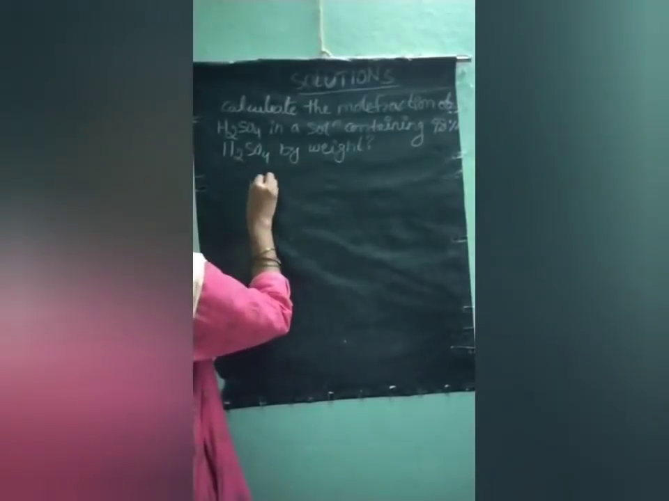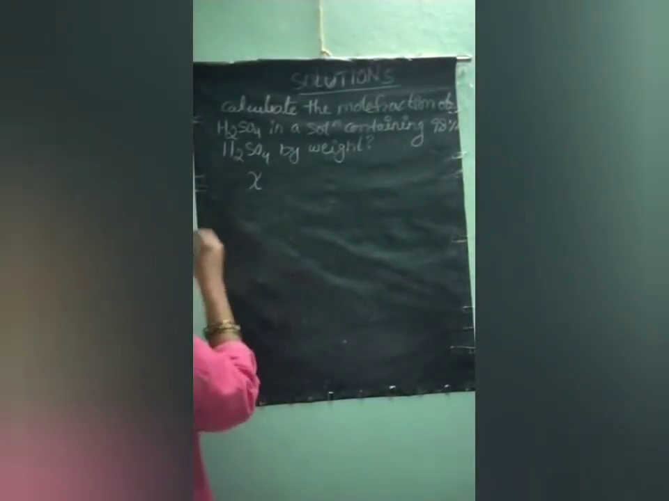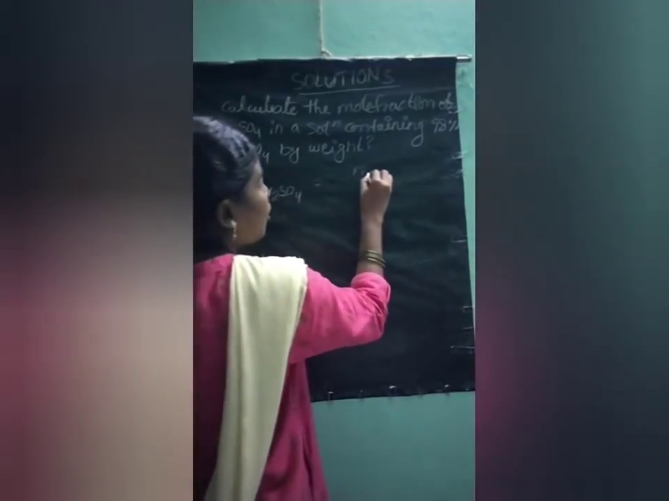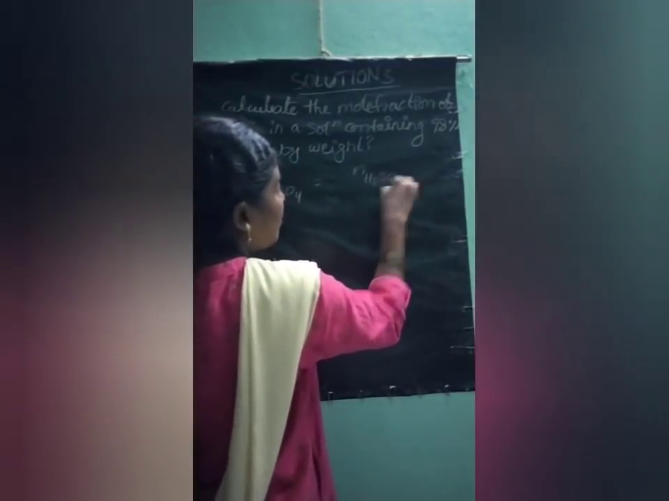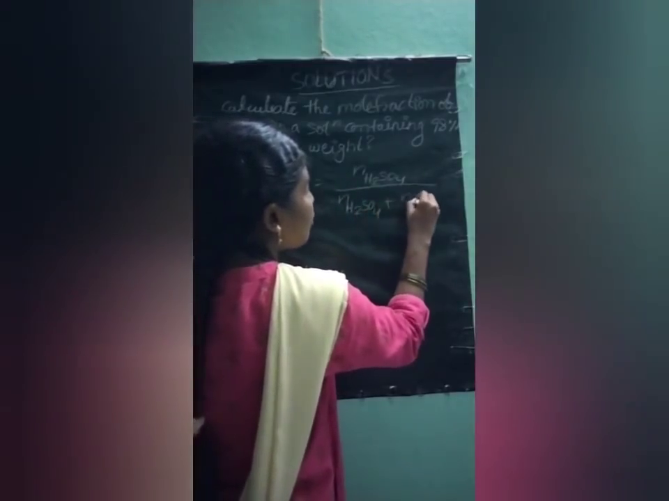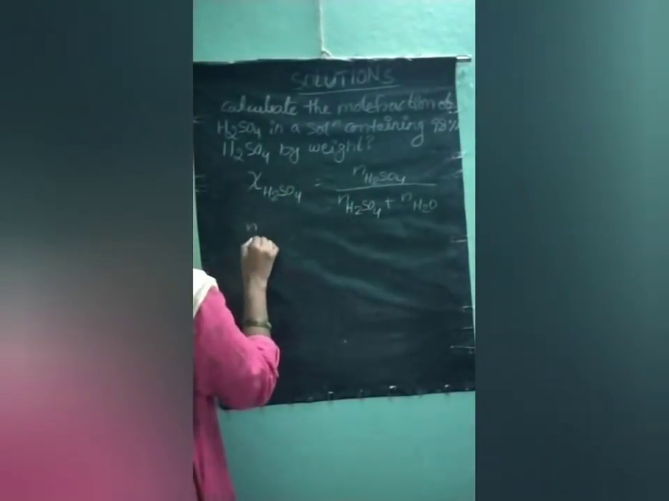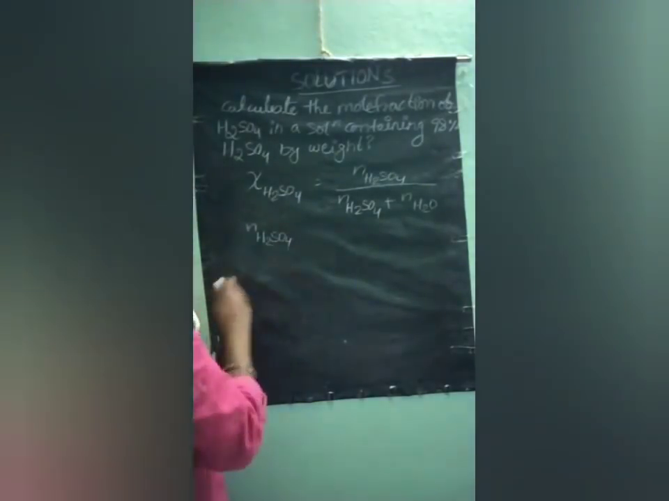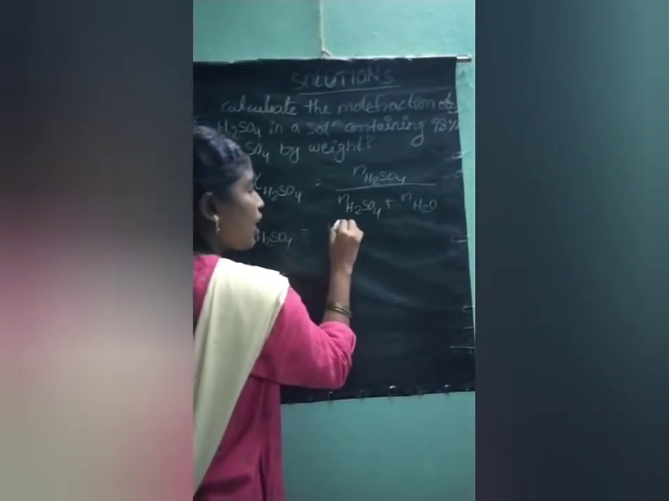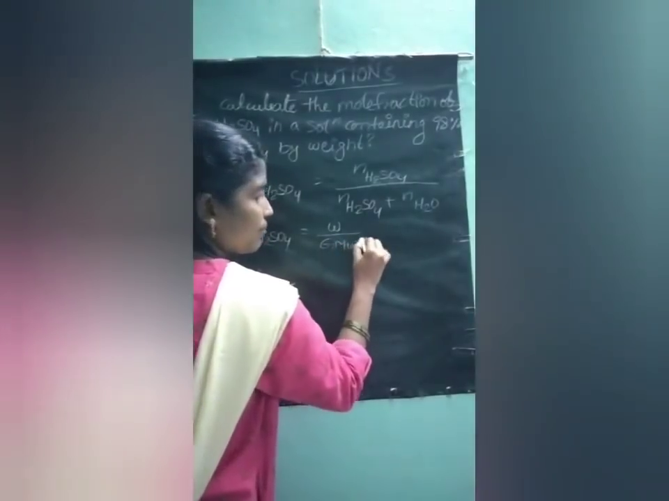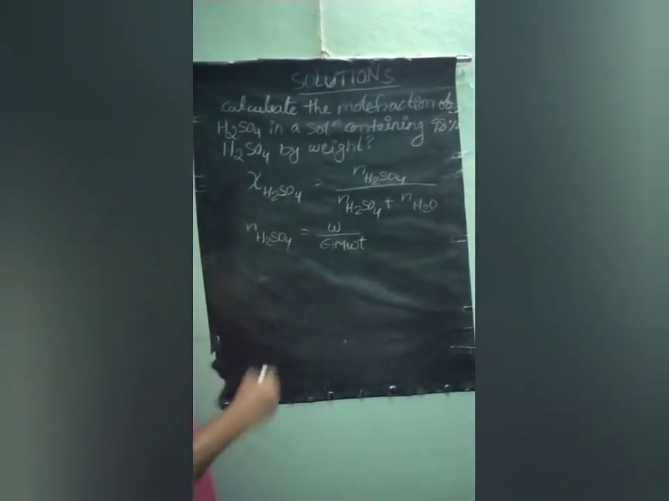Okay, so mole fraction of sulfuric acid is equal to number of moles of sulfuric acid by number of moles of sulfuric acid plus number of moles of water. In that we don't know any value, so first find out the number of moles of sulfuric acid. The formula is weight of the sulfuric acid by gram molecular weight of the sulfuric acid.